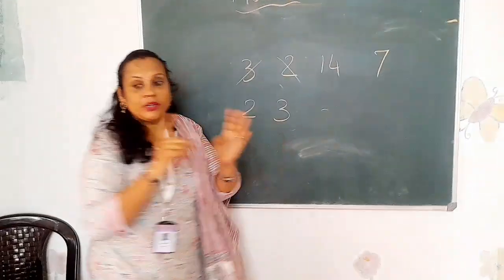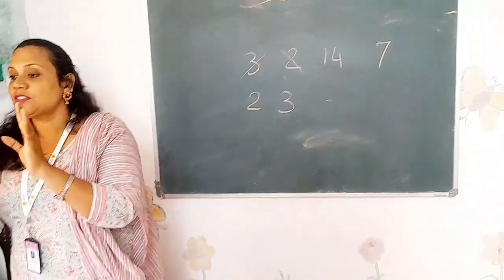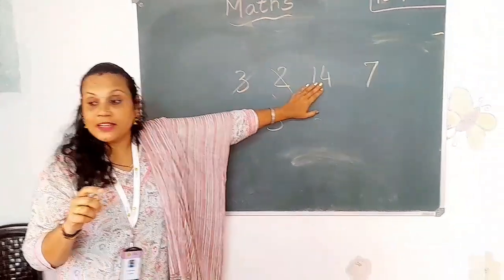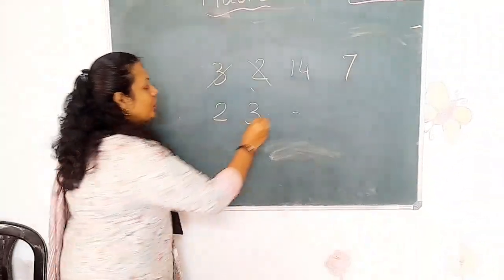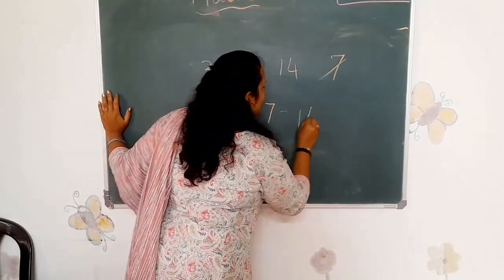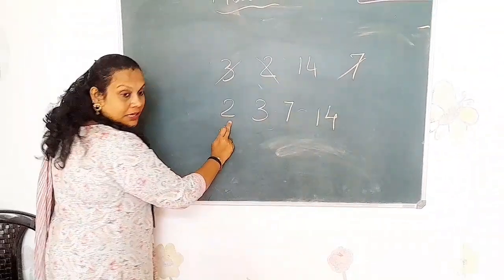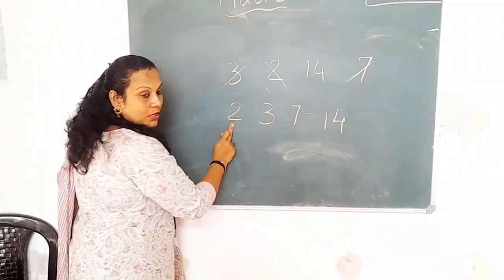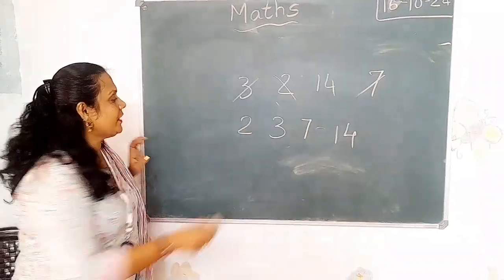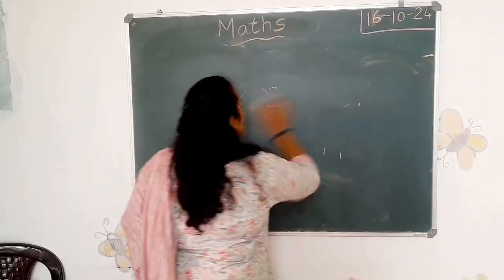7. Yes, when you are counting 1, 2, 3, 4, 5, 6, 7 comes first. The last number is? 14. 14 is the big number. So, 2, 3, 7 and 14. Small number to big number. Okay, the next one is big number to small number.